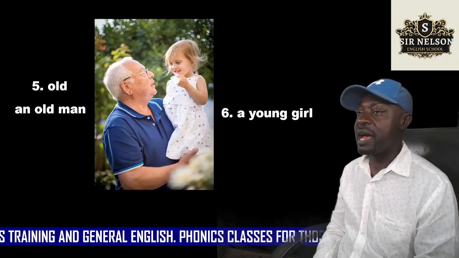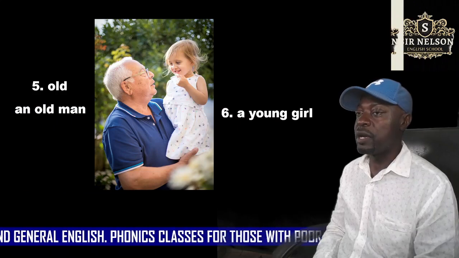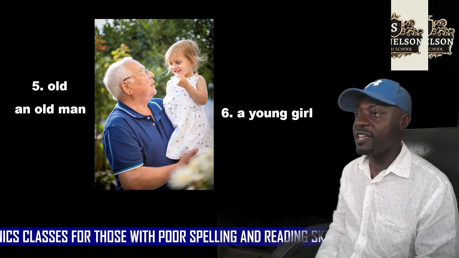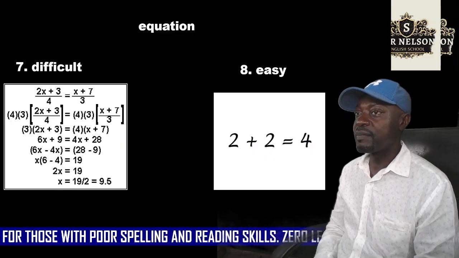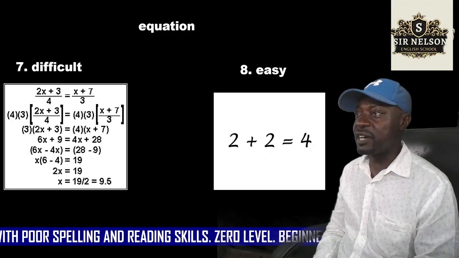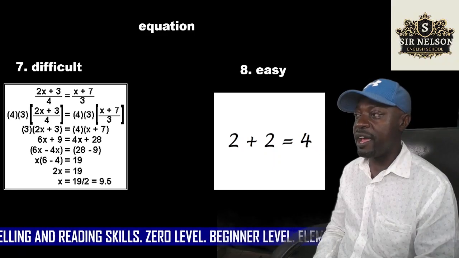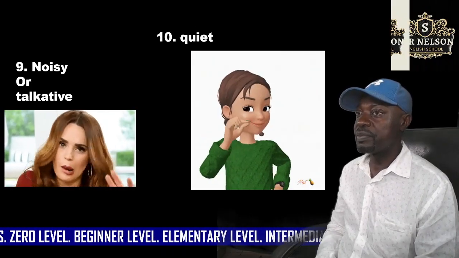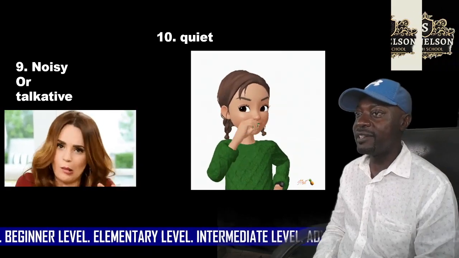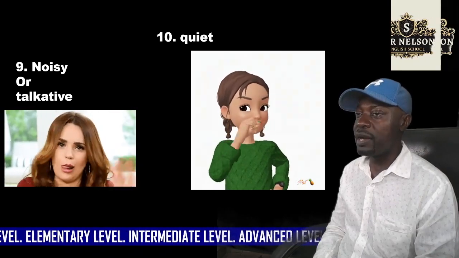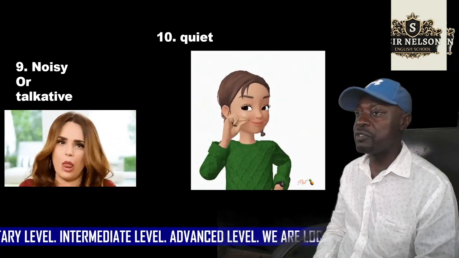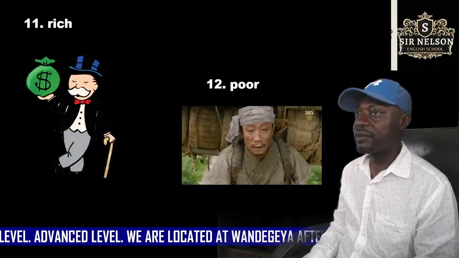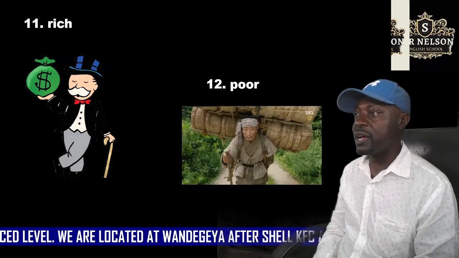Number 5, an old man. Remember to add an because the man is one. Number 6, a young girl. 7, a difficult equation. 8, an easy equation. 9, a noisy woman or a talkative woman. 10, a quiet girl. 11, a rich man.